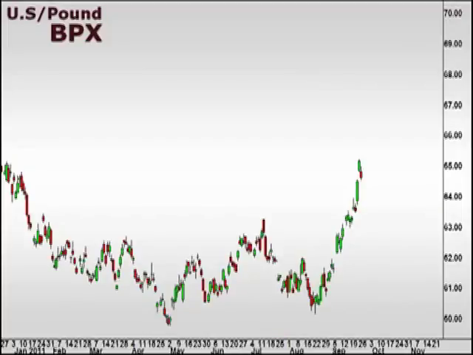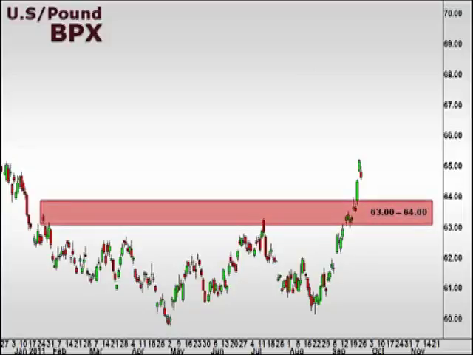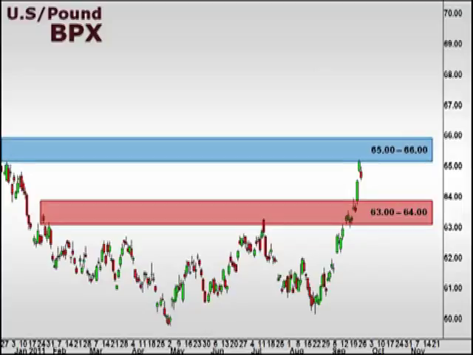Next up, the BPX, the US dollar versus the British pound. Well, the BPX has moved beyond the 63-64 resistance level, which now assumes the role of support. With 65-66 being the next resistance, we are open to a possible pullback down to test support. A break above 65 opens the window for a continuation higher.